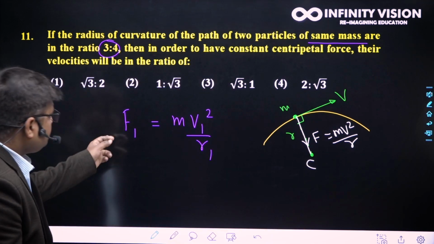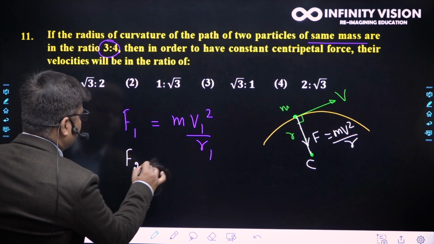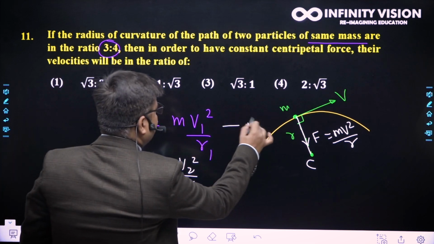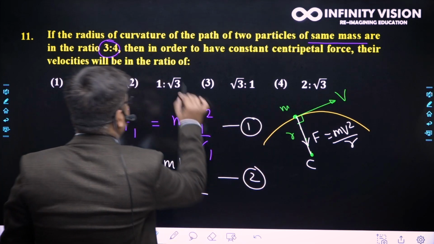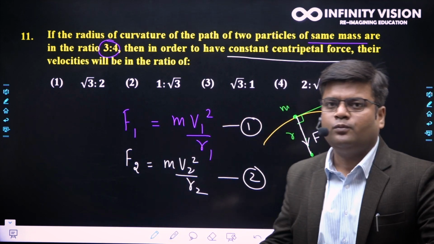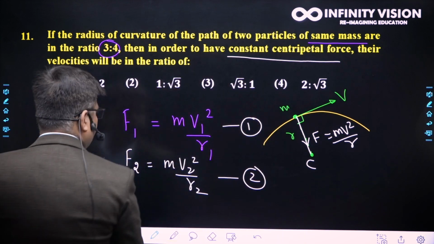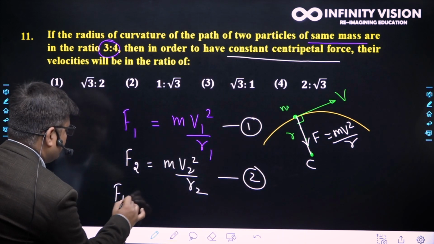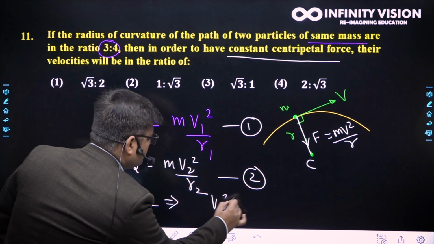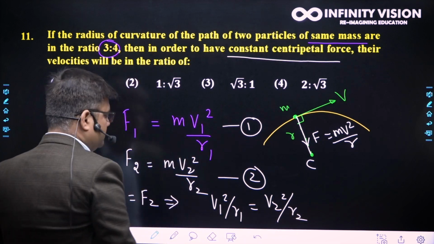So for the first particle, the expression will be mv1 square by r1, and for the second particle, the corresponding expression will be mv2 square by r2. Now in the question, the condition is given that we have to keep constant centripetal force. The centripetal force has to remain constant, means for both the particles, the centripetal force should be the same. So F1 should be equal to F2. So equating F1 equal to F2, we get v1 square by r1 equal to v2 square by r2.